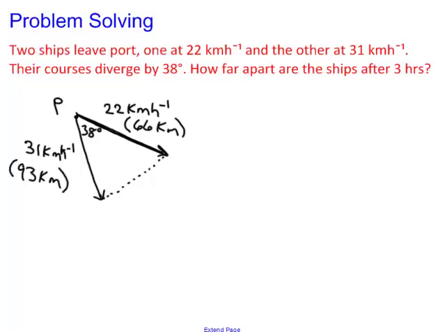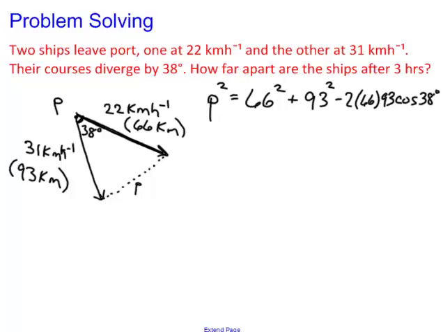So we know 2 of the sides and an included angle in this case, so we could use the law of cosines to figure out the third side, the length of that third side. In this case, we're trying to find side P. We'll call this side P. So we could say P squared equals 66 squared plus 93 squared minus 2 times 66 times 93 times the cosine of angle P, which was 38 degrees.